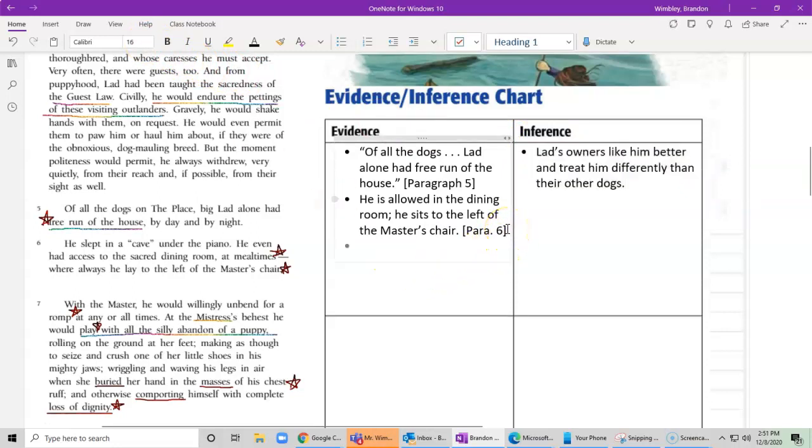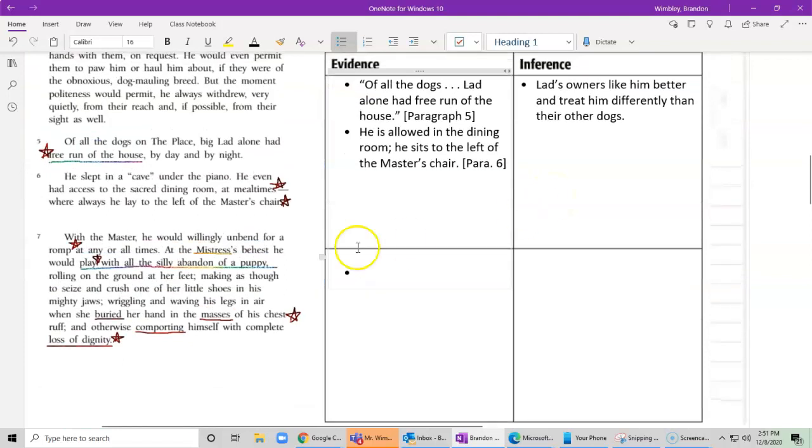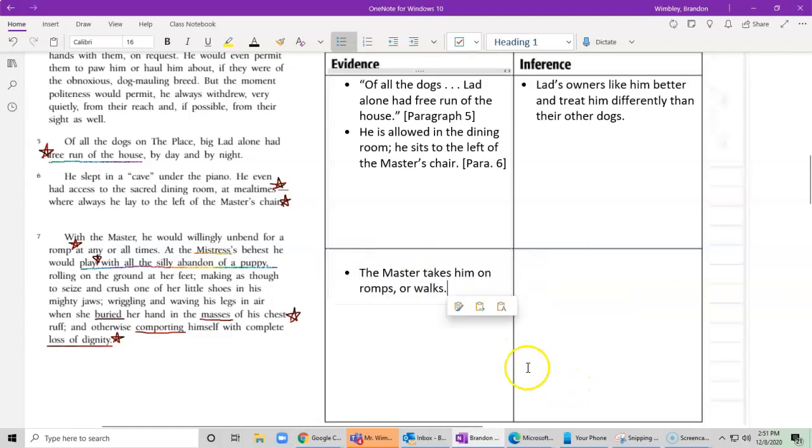So now let's head on to our next part. And let's see if we can find some more evidence about how they view him. Because remember, we're looking for how do they feel about Lad from those details. So what else did we start? Well, we start on this part over here. It says they take him on romps. They take him on walks. So that's one part, and that came from paragraph 7. The master takes him on romps or walks.